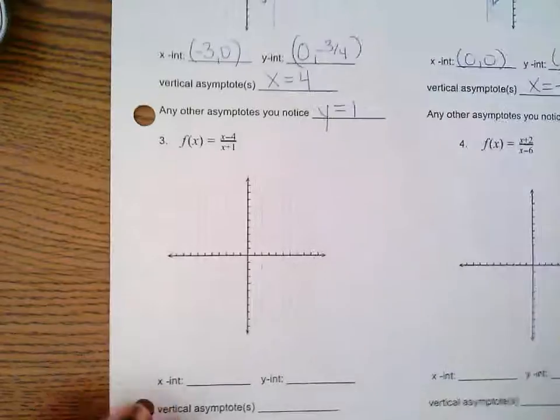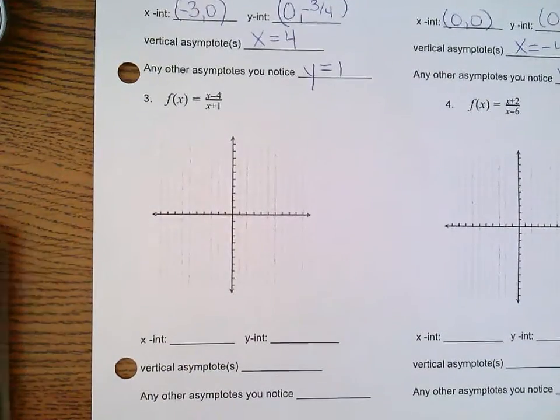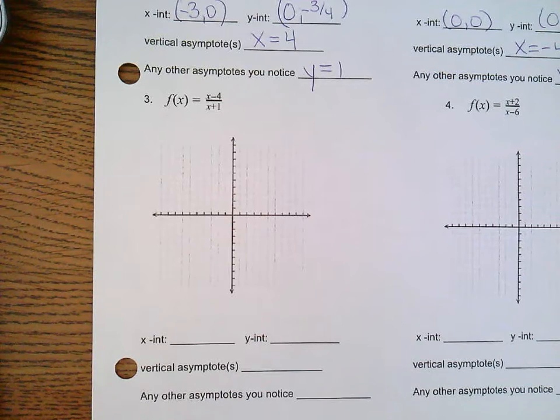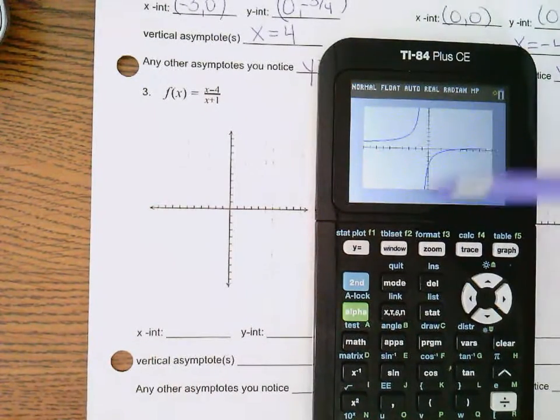All right, graph number 3. So this time I've got x minus 4 over x plus 1. Check out what that graph looks like. See, they're starting to kind of look similar, right? They're just kind of that parent function shifted around, a couple different things.